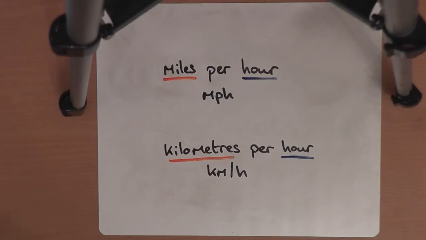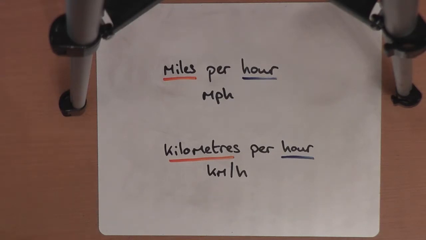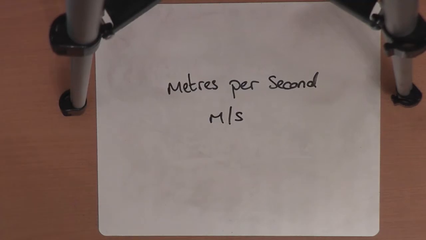Because of this, speed is what is known as a compound measure. Compound as in joining together, and we literally join together a distance unit and a time unit to make a unit of speed. Any unit of speed will be made up of a distance per a unit of time. Miles per hour, kilometers per hour. Other examples that we could have include this one, meters per second, m/s, which is also seen on the exam.